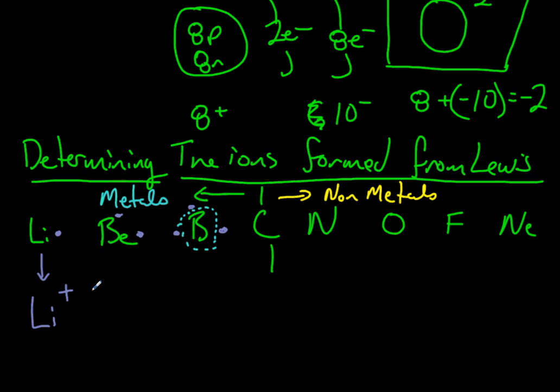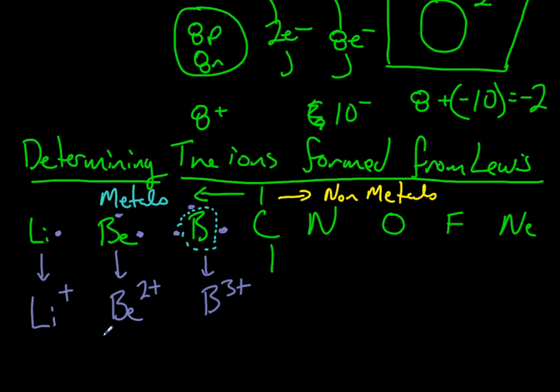Beryllium gives up 2 electrons. So what charge do you think its ion is going to have? 2 plus. Now for ions, we don't write plus 2. By convention, we write 2, then plus. So what we're saying is there's 2 positive charges, or 2 extra protons relative to electrons. Okay? Boron, I think you can see where we're going here. 3 plus.